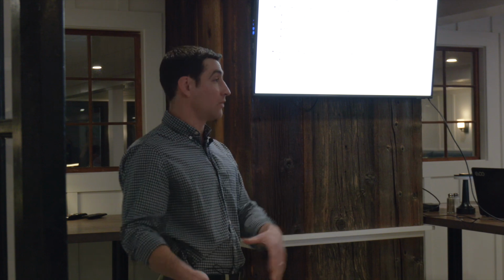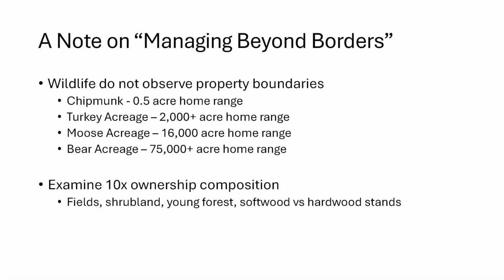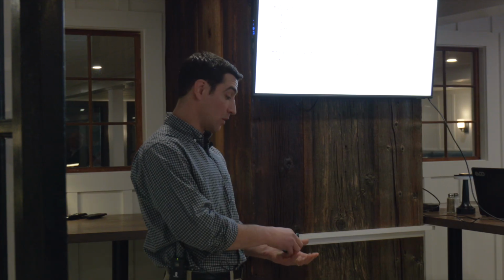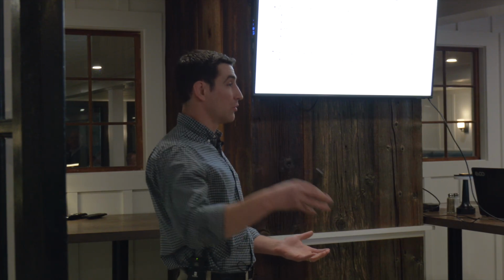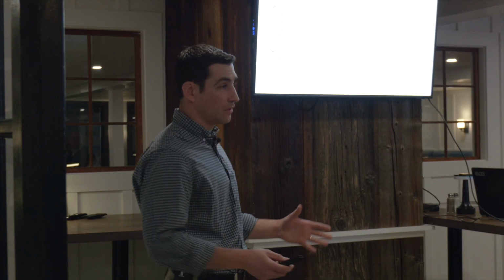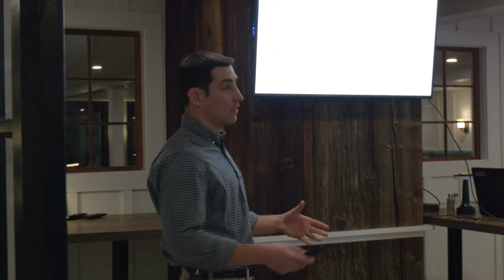When thinking about how you want to manage your property, I'll just put a plug in here about managing beyond your borders. Wildlife species in particular do not stay within our old stone wall that bounds our property. Different species have different home acreages, and a common recommendation from the Bartlett Experimental Forest and some of the really great wildlife biologists there is to look at 10 times your ownership. Aerial photos are great for that. How many fields are in the area? How many shrubby young forest areas are there? Do you own the only softwood stand in the entire landscape? Those diverse opportunities are probably providing unique niches for different wildlife species.